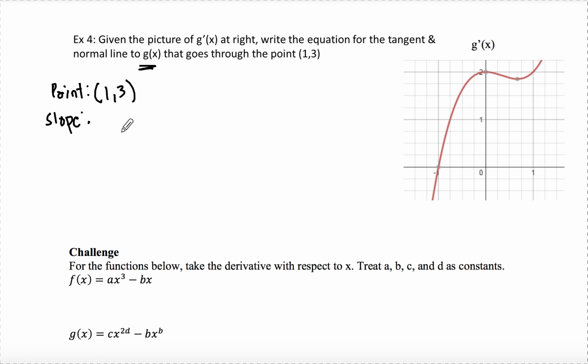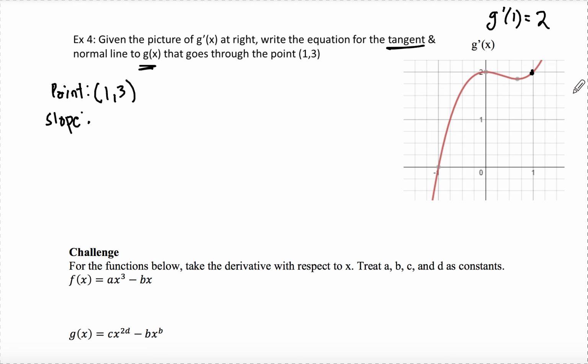Now in calculus land, where do we find slopes? We find them from derivatives. Derivatives are slopes of tangent lines. So let's start with our tangent line here. The graph over here of g prime is right here. And we want to find the slope of the tangent line at the point 1, 3. So let's go to our x value. g prime of 1. Here's g prime. g prime of 1 is a value of 2.